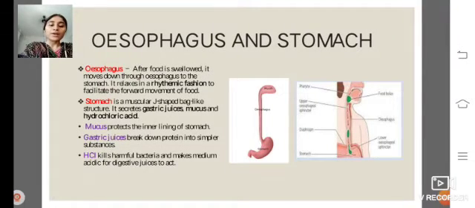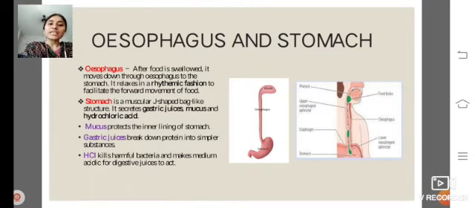Esophagus and stomach. After food is swallowed, it moves down through the esophagus to the stomach, and the food moves in a rhythmic fashion to facilitate the forward movement of food. Next is the stomach. It is generally a muscular J-shaped bag-like structure. It secretes gastric juices, mucus and hydrochloric acid. Now we will see its functions.